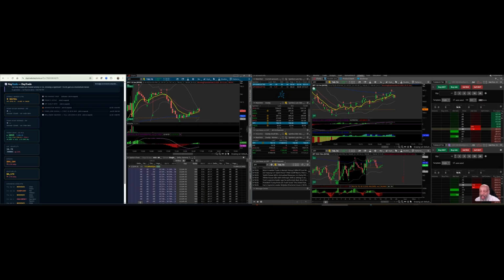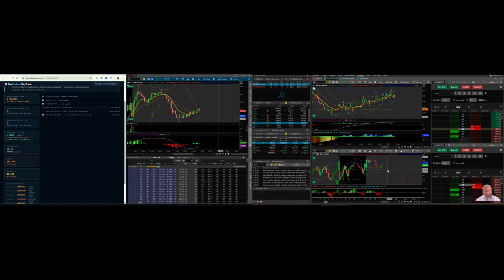I'll go through the individual moves that I make here, but don't worry about knowing every single button that I'm pushing. Now, again, over here in my layout, I've got my window open with my day trade app so I can see what my indicators are saying. This is my 5-minute chart. This is my 1-minute chart. This is my 15-minute chart.